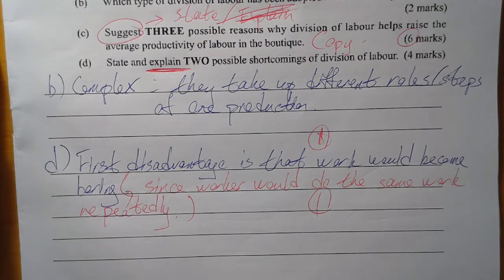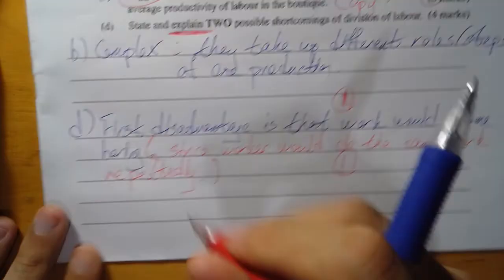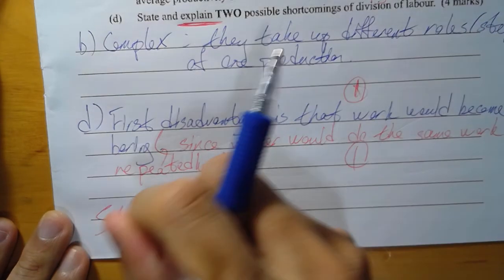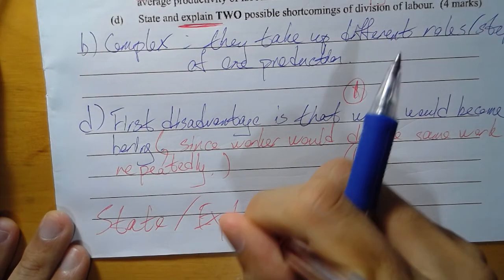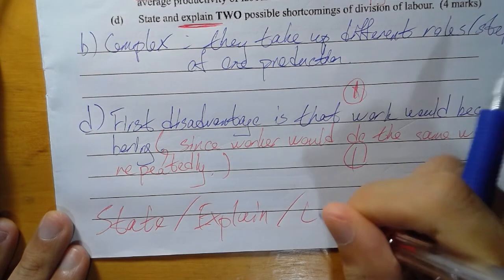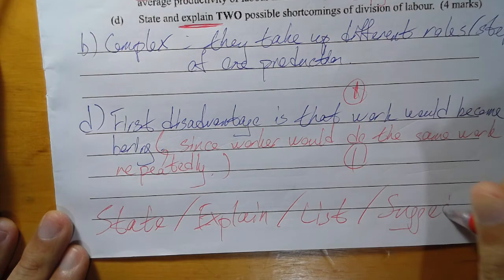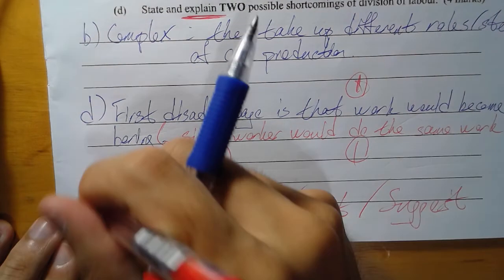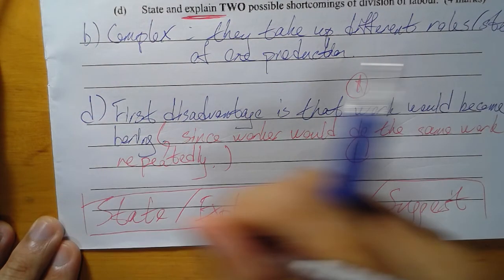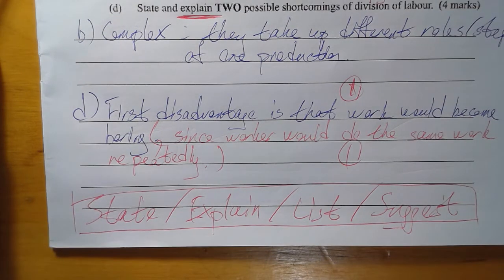所以啦，唔該。In exam, be really careful with words like this. State, explain, list, suggest. These are the words that you need to be super careful with, alright? Super careful with. 得唔得？ Alright, let's move on.